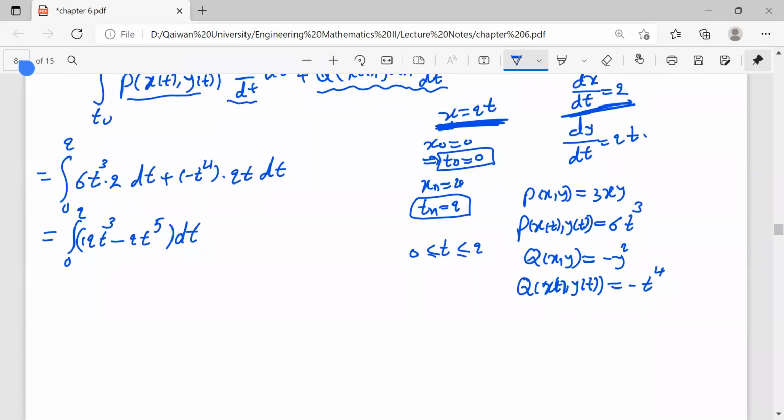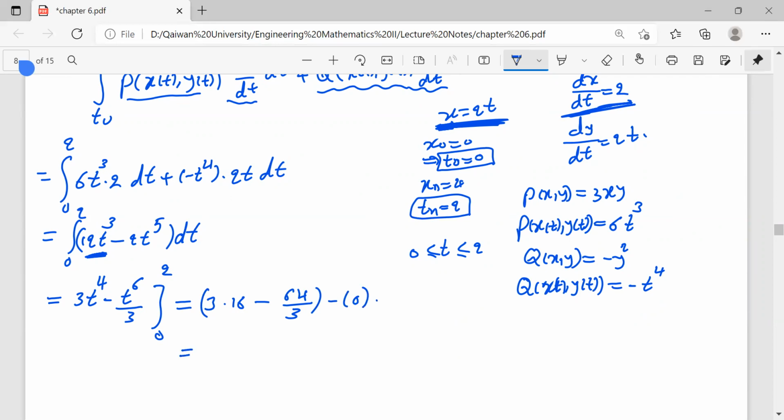Because both are dt, we just take dt for both. Now we take the integration with respect to t. For the first term, it is t to the power 4 over 4. The 4 in the denominator cancels out with 12, and we get 3t to the power 4, minus t to the power 6 over 3, from 0 to 2. We replace t by 2 first, then by 0. If we replace by 2, we get 3 times 16 minus 64 over 3, minus 0. If we replace t by 0, we get 0.